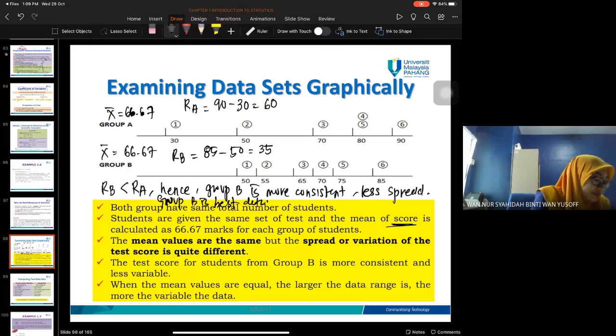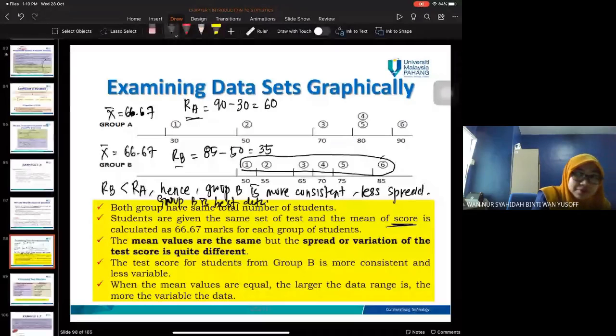Okay, because we have smaller variability in group B. In the dot plot visualization, you can see the data for A are far from each other, and the data for B are close to each other. So that means B is more consistent. To confirm that, we calculate the variability value.